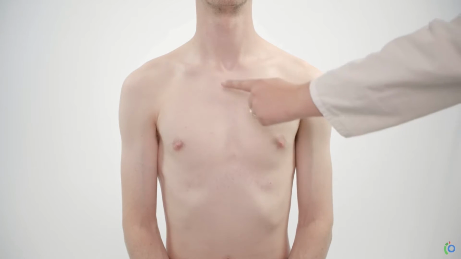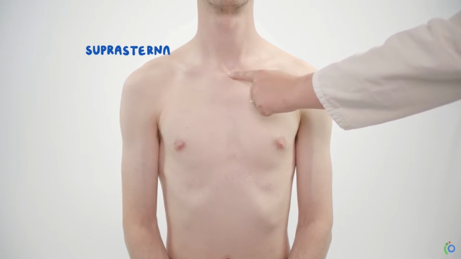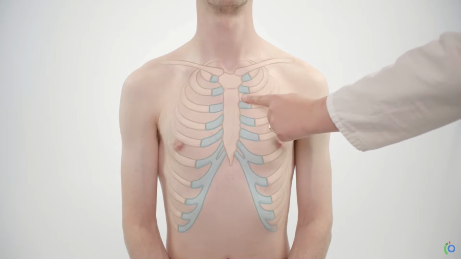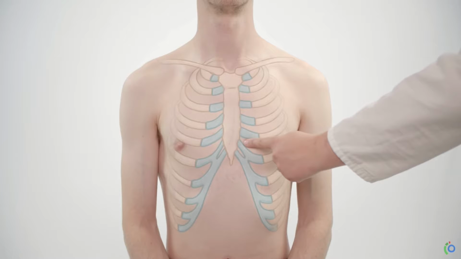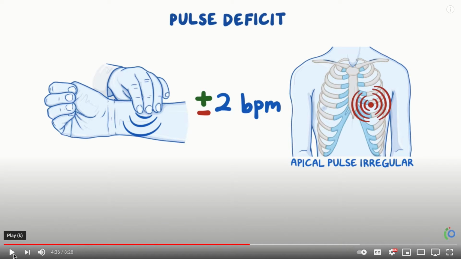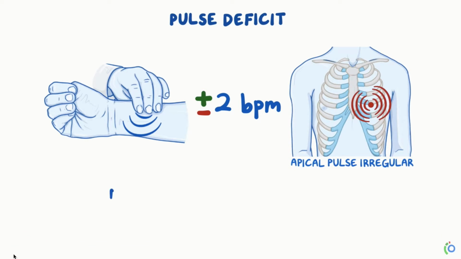Another important pulse is the apical pulse. While this cannot be palpated, it can be auscultated by following the suprasternal notch to the angle of Louis, down to the second intercostal space, continuing down to the fifth intercostal space, and over to the midclavicular line. If after assessment of the apical and radial pulse there is a difference of plus or minus 2, this may be an indication of atrial fibrillation.